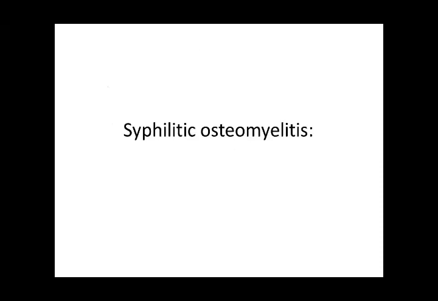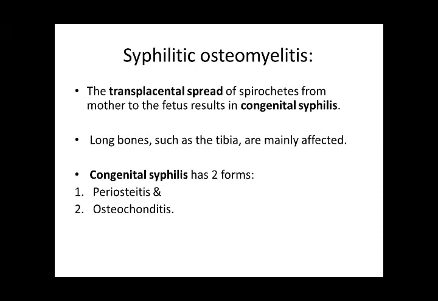Then comes syphilitic osteoarthritis. I think syphilitic osteoarthritis is the last of it. The transplacental spread of spirochetes from mother to fetus results in congenital syphilis. Long bones such as the tibia may be affected. So congenital syphilis has got two forms: periostitis and osteochondritis.